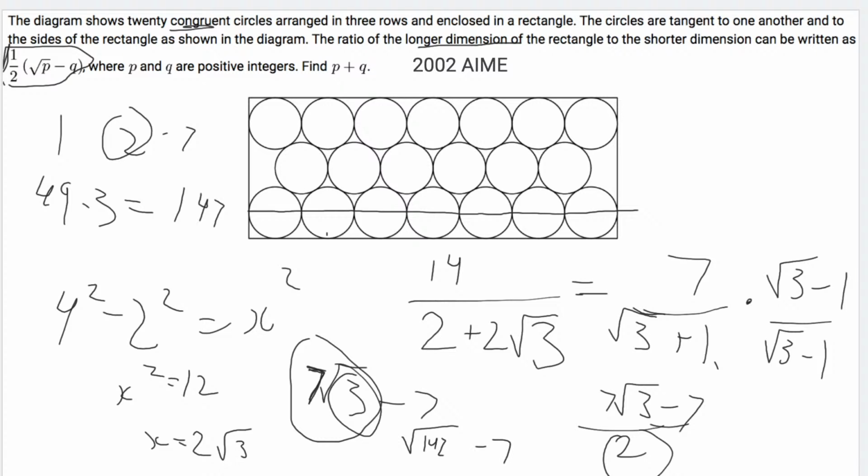But we want the sum of these integers, 147 plus 7. That is 154. Do you guys have any questions? If you have any questions, please write them in the chat.